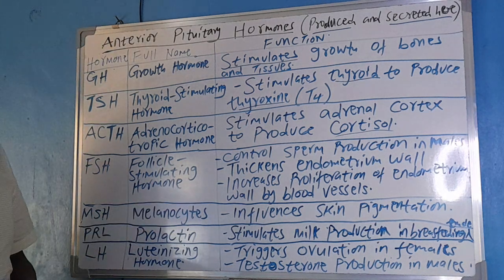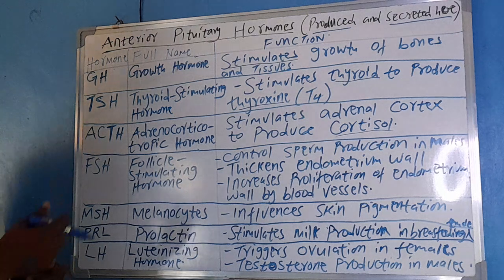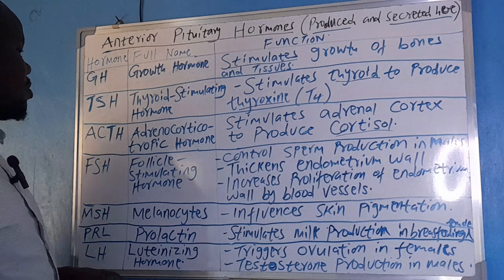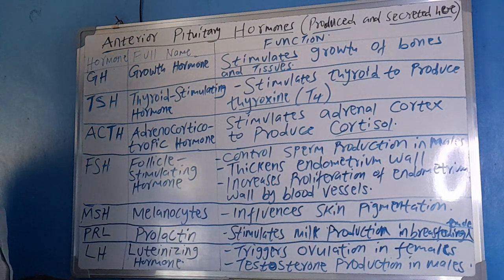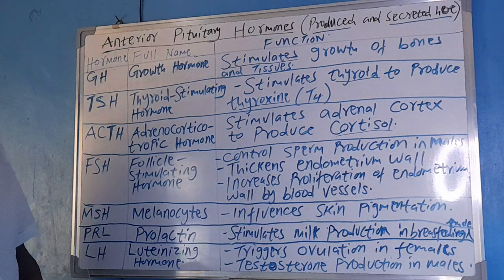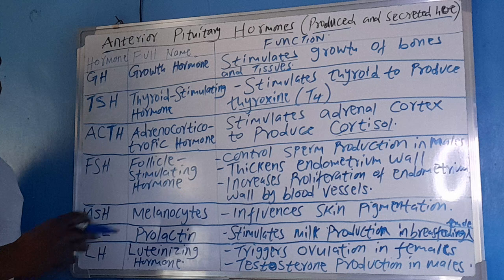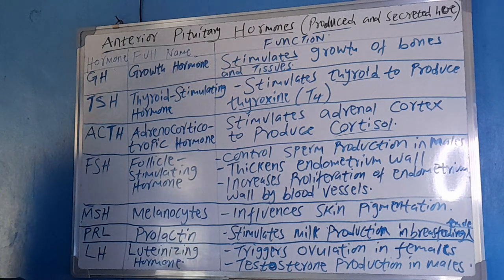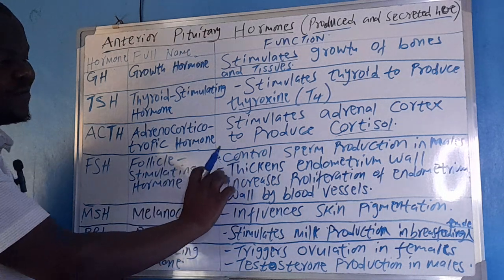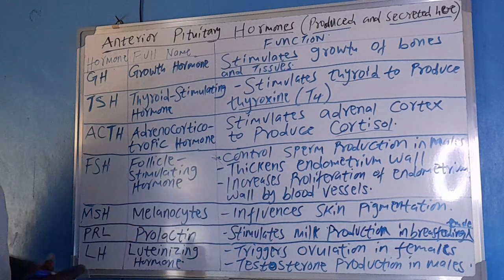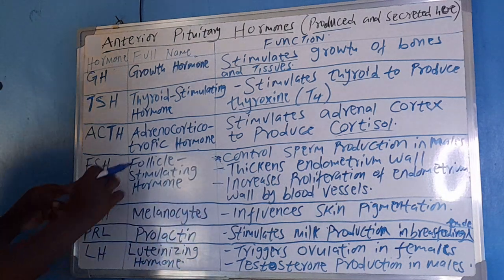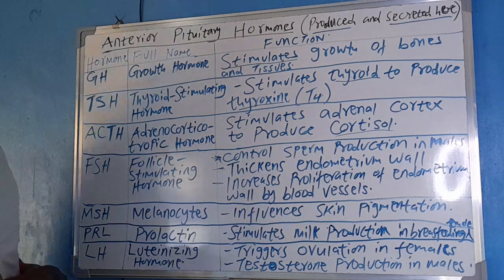This one controls matters of reproduction. Number one, it controls sperm production in males. It also thickens the endometrium wall and increases the proliferation of the endometrium wall by the blood vessels. Most students fail on the male part because when teaching, we focus mostly on the female, but you should understand that the follicle stimulating hormone still plays a role in males by controlling sperm production.